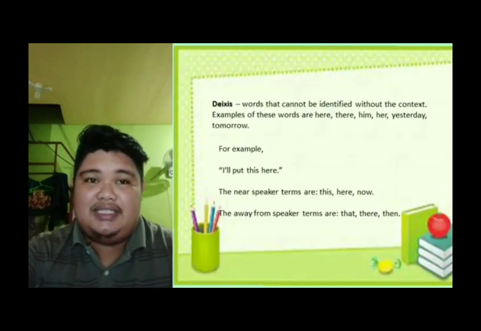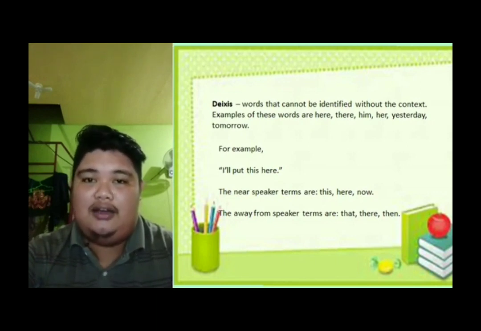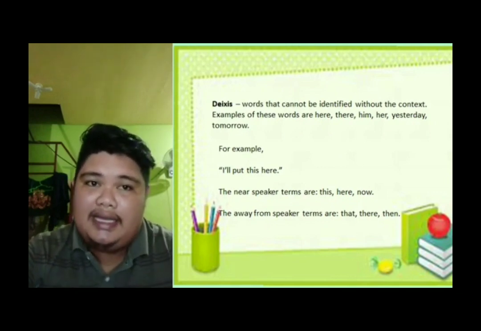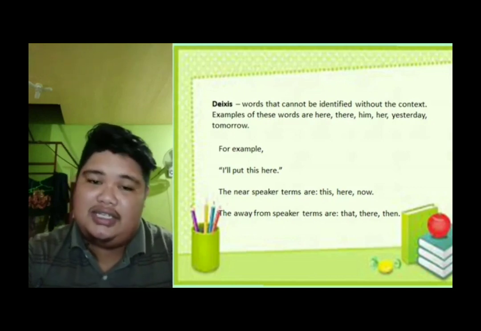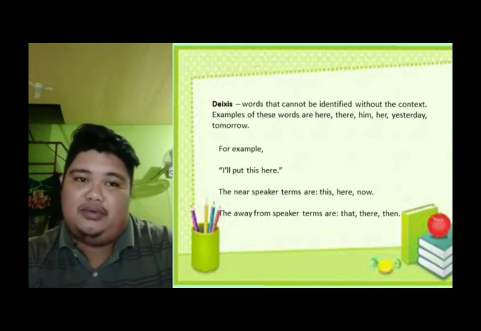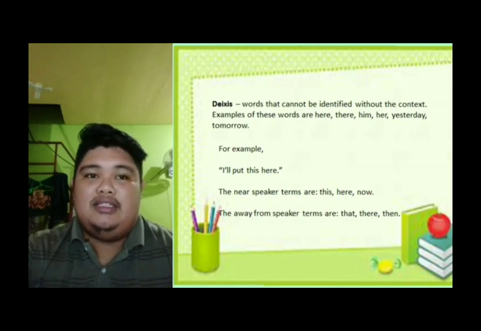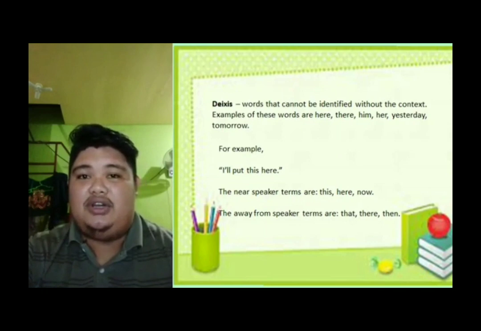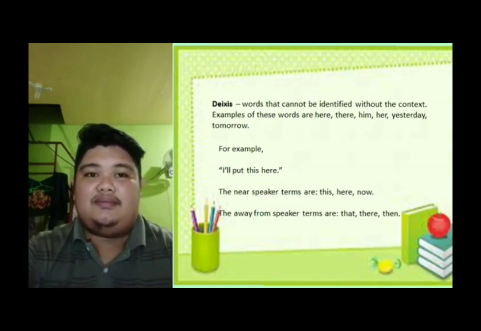So, deixis are words that cannot be identified without the context. Examples of these words are here, there, him, her, yesterday, tomorrow. There are many more examples, but we are going to focus on these. Such expressions depend for their interpretation on the speaker and the hearer sharing the same context.